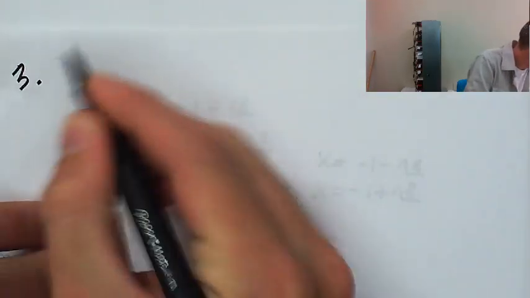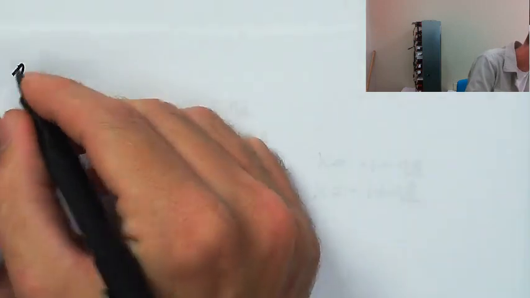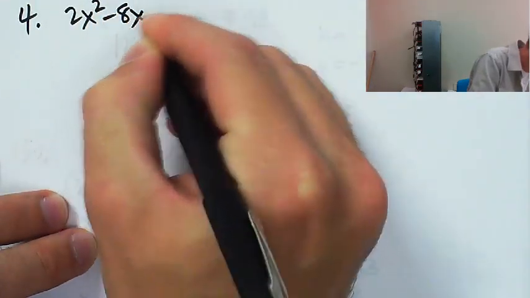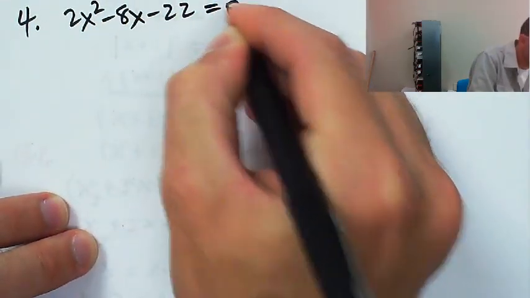So there's nothing on the back, so I might as well work on it. So number 3, no, we already did number 3. Okay, 2x squared minus 8x minus 22 is equal to 0.